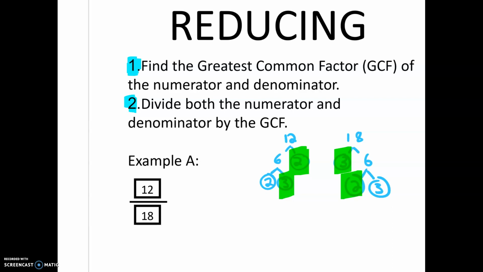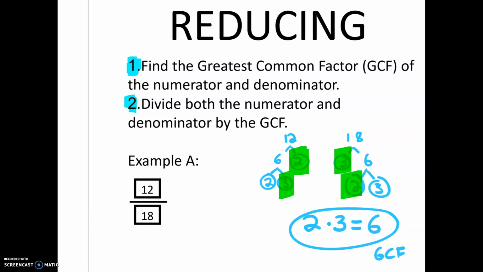So then everything that we saw that we have in common, we'll write down out here. So we had a 2 in common and a 3 in common. When we multiplied those together, we get 6. So our GCF is 6. So then we go back to our fraction. We're going to just divide both these by 6. We are going to get 2 on the top and 3 on the bottom. So our reduced fraction is 2 over 3.